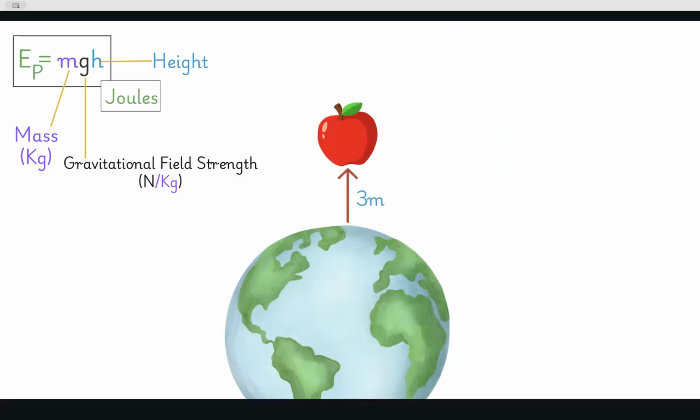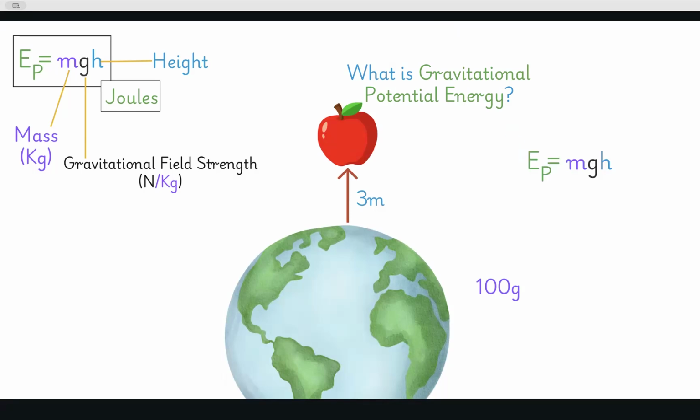So here we have an apple. It's been raised by 3 meters. The apple weighs 100 grams. What's the gravitational potential energy store? The way we work this out is we look at the formula, EP equals mgh. Its mass should say 0.1 kilograms because it's 100 grams. But imagine the apple is 200 grams now. So 0.2 times 9.8 times 6, which is 11.76.